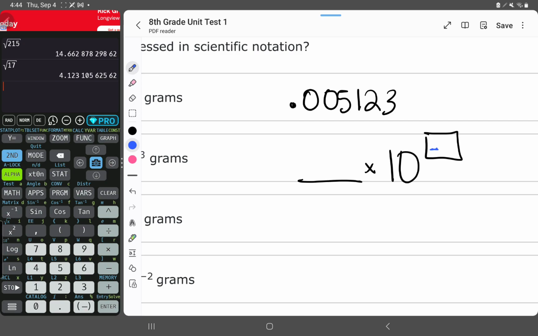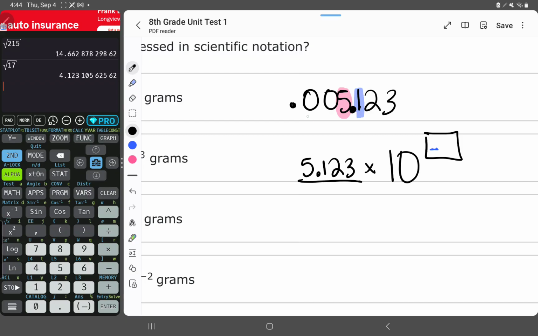Well, we know that our decimal needs to go between the first number and the second number that is a non-zero number. Well, the first number that I see that is a non-zero number is 5. And then the second one that I see is 1. And it needs to go between that. So that's going to be 5.123.